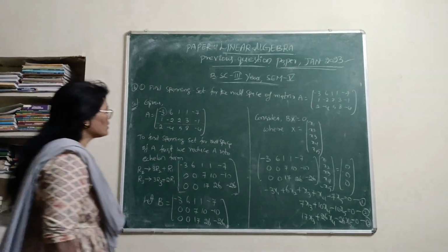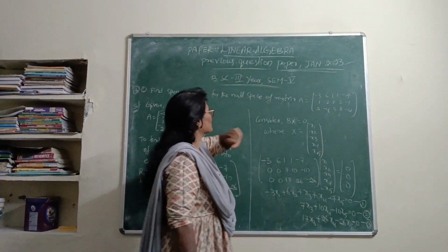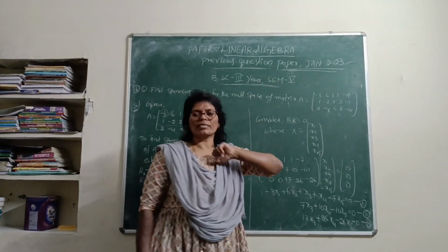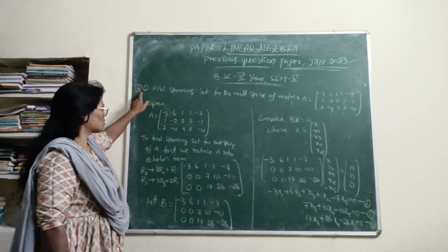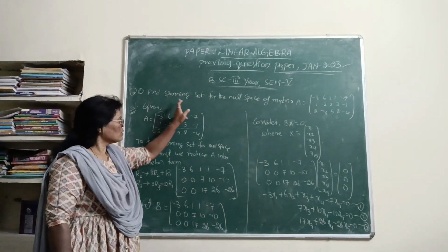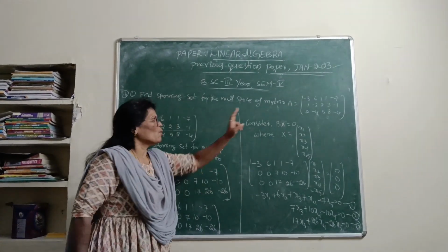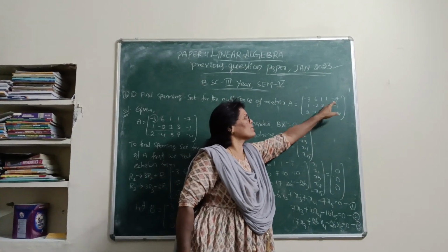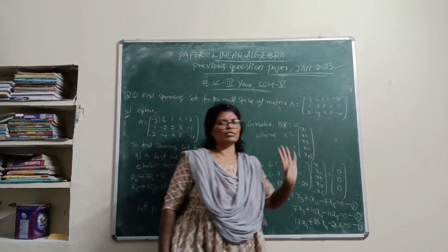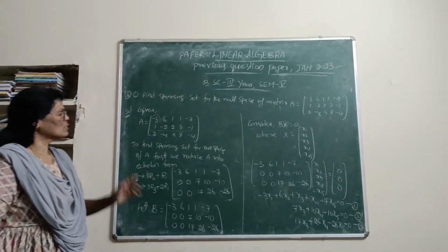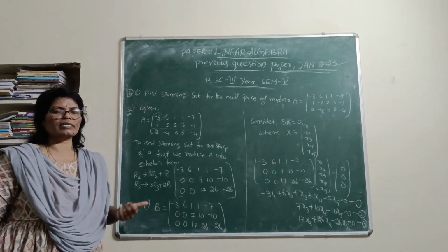Okay, we are discussing the BSc final year Linear Algebra subject. We are discussing the previous question paper, January 2023, right now. In Part B, second problem: find a spanning set for the null space of matrix A, where A is -3, 6, 1, 1, -7, 1, -2, 2, 3, -1, 2, -4, 5, 8, -4. This matrix has been given, so we'll find the spanning set of the null space of matrix A.